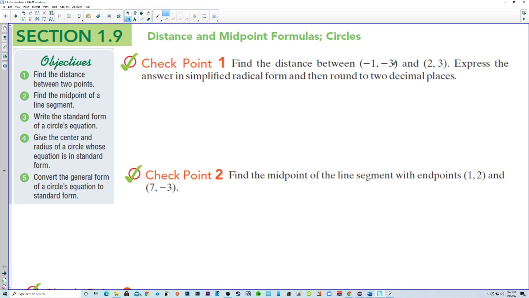Checkpoint 1, find the distance between -1, -3 and 2, 3. Express the answer in simplified radical form, then round to 2 decimal places.